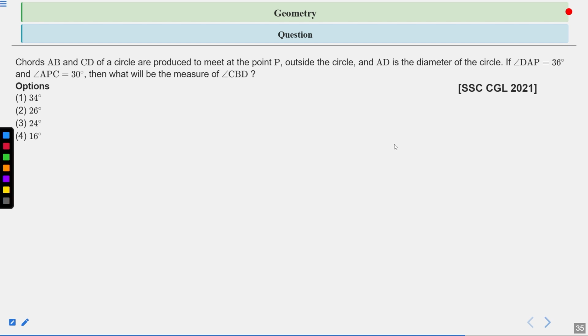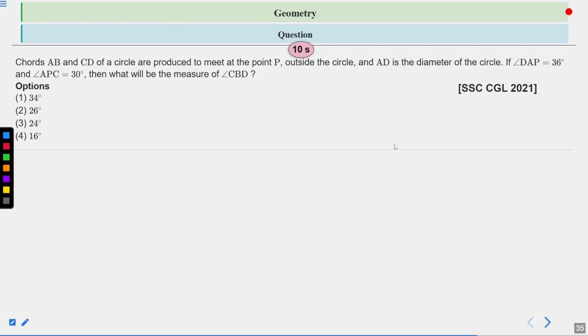Chords AB and CD of a circle are produced to meet at a point P outside the circle, and AD is the diameter of the circle. If angle DAP is 36 degree and angle APC is 30 degree, then what will be the measure of angle CBD? This question is asked in SSC CGL exam in 2021. There are four options. First one is 34 degree, second is 26 degree, third one is 24 degree, and fourth one is 16 degree.